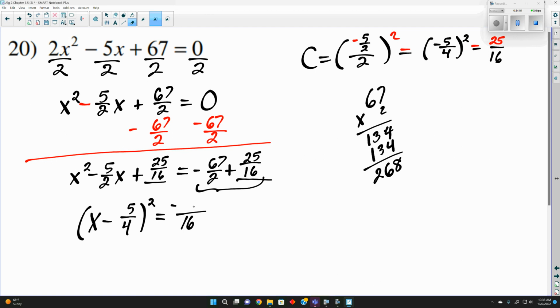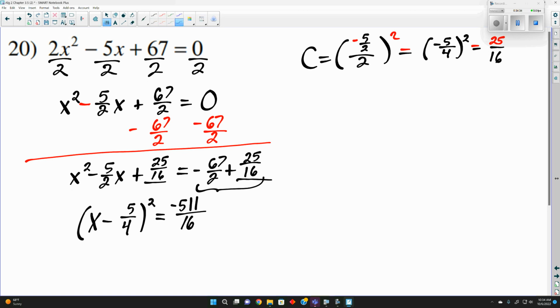Yeah. 8 carry the 2, 6. Why am I doing 4? That's why. Because to get these to be the same, we need to multiply 67 by 8, which is going to give us an even bigger number.